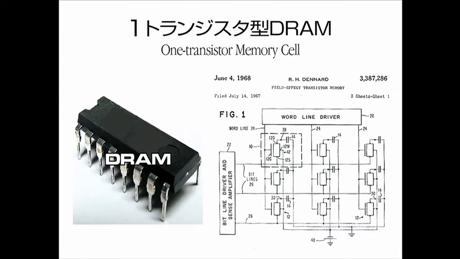In 1967, Dr. Dennard invented the basic structure of the semiconductor memory, which is known as the DRAM. The basic structure is a very simple one, making up the memory cell with 1 transistor and 1 capacitor. This invention led to a remarkable increase in the memory capacity and throughput of digital information.